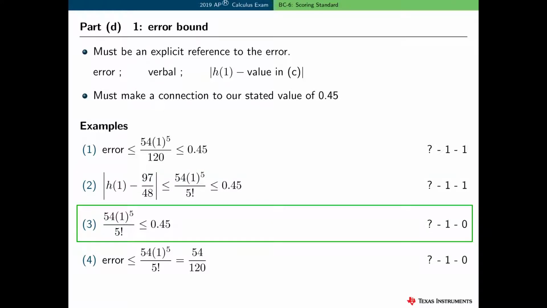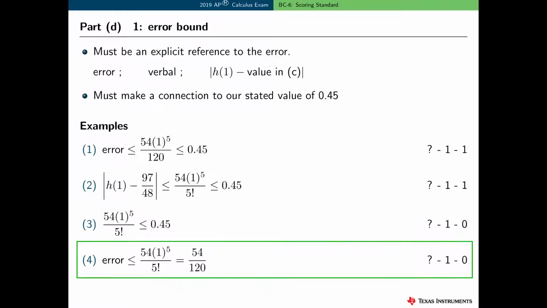In example 3, the student uses the first omitted term, but has not made an explicit reference to the error. So this earns the second point, but not the third. And in example 4, the student also uses the first omitted term, has referenced the error, but has not connected this to 0.45. So this earns the second point, but not the third.